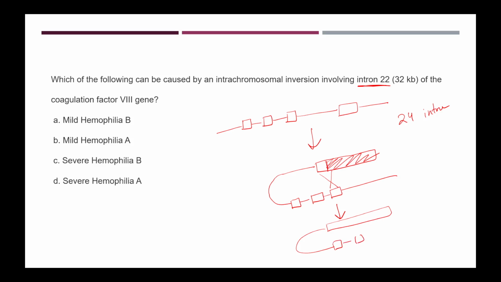Changing the intrachromosomal arrangement around the intron 22. Okay, so that will result in the severe hemophilia A. Okay, so this one will be the correct option that involves the intrachromosomal inversion involving the intron 22.